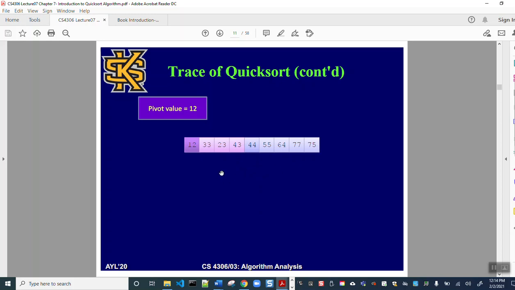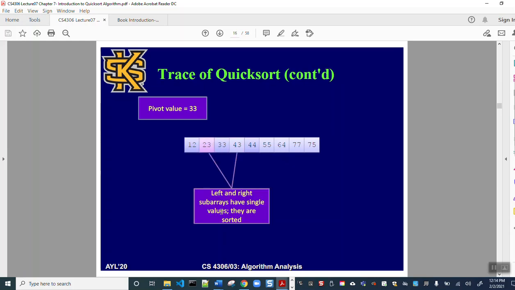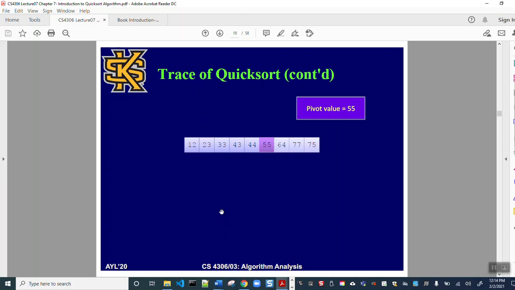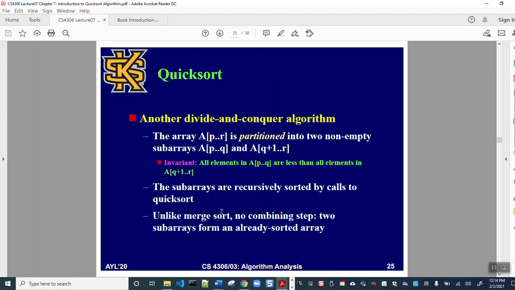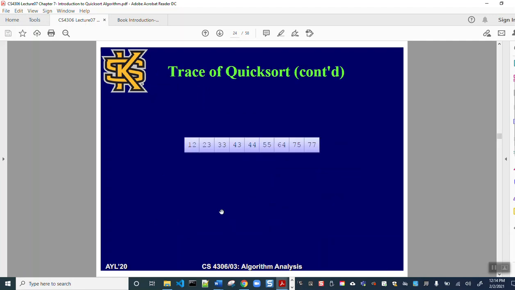reswapped again by applying the quicksort algorithm. Let us go through this tracing quickly, and then you will see that ultimately, after a few iterations, we will get our sorted list.